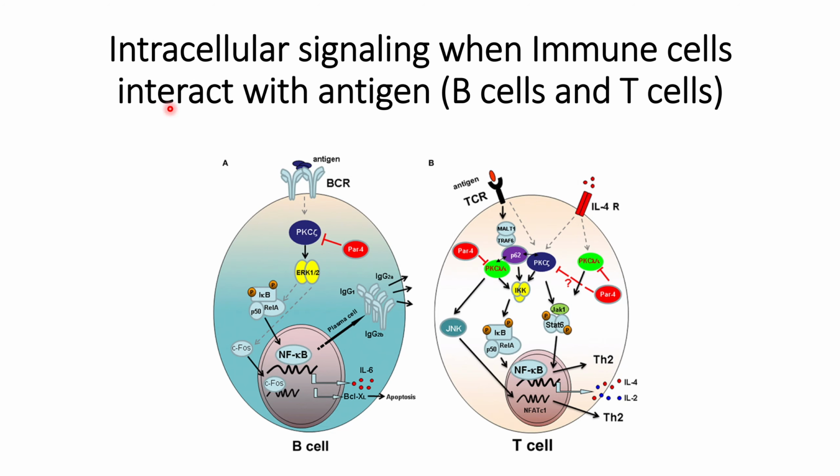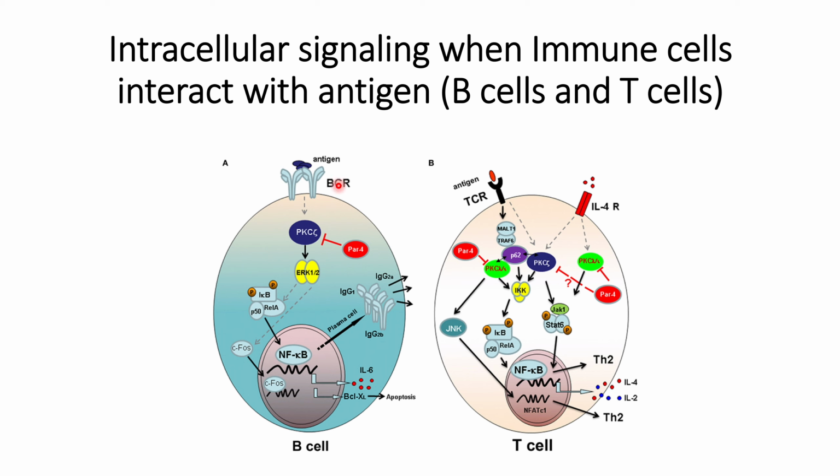Today we will discuss intracellular signaling when immune cells interact with the antigen. In this video we will cover B cell and T cell intracellular signaling, and we will also understand how T cells differentiate into Th2 cells, or T helper cells type 2. In our previous video we understood how to distinguish between Th1 and Th2 cells. In this video we will understand how T cells differentiate into Th2 cells, which have tumor progression properties.